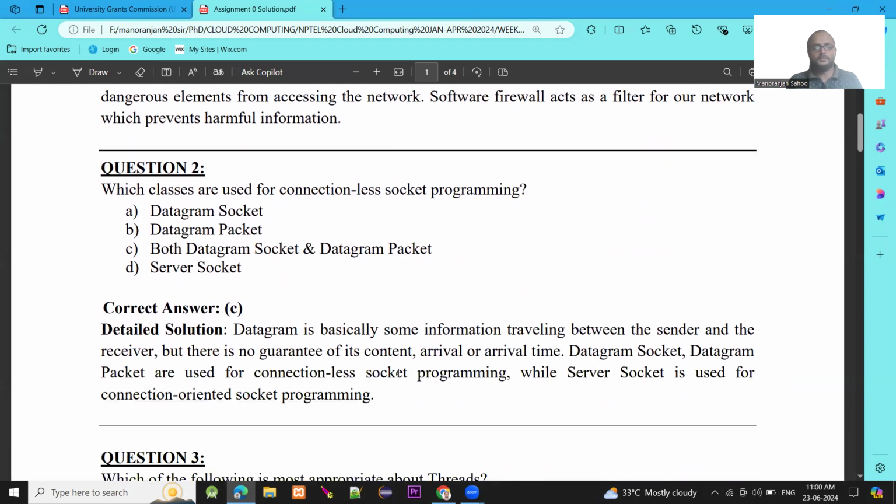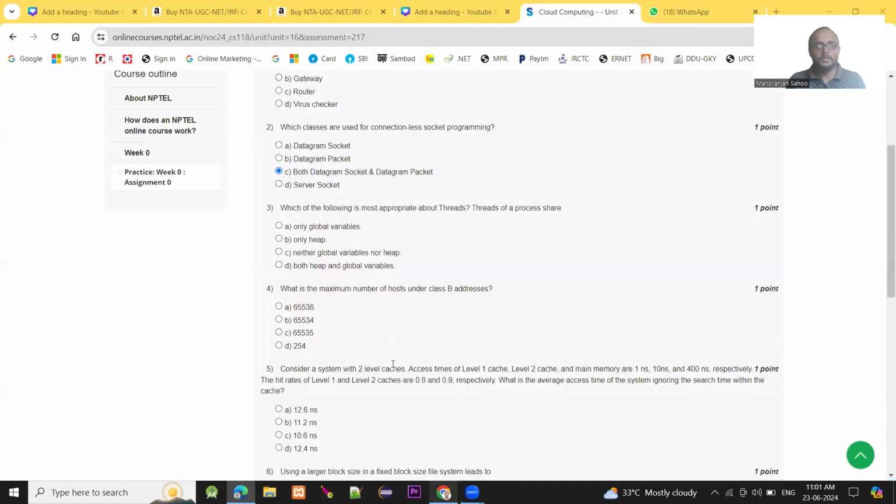Here the explanation is given also. Datagram is basically some information traveling between the sender and the receiver, but there is no guarantee of its content, arrival or arrival time. Datagram socket and datagram packets are used for connection-less socket programming, while server socket is used for connection-oriented socket programming. So here both datagram socket and datagram packet will be the right answer. Okay, moving to question number 3.